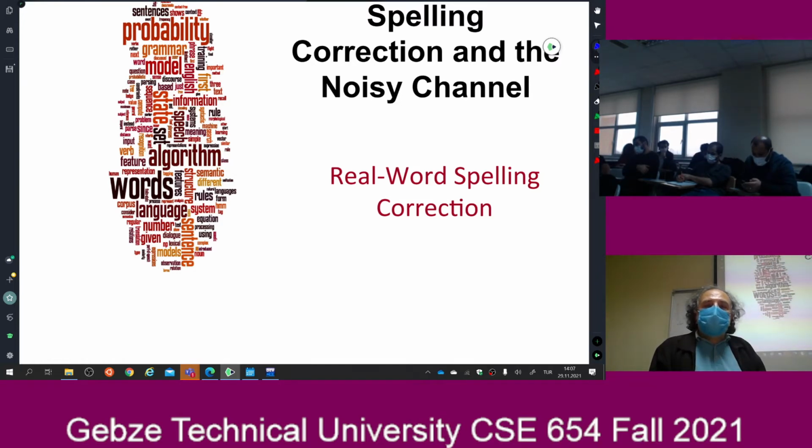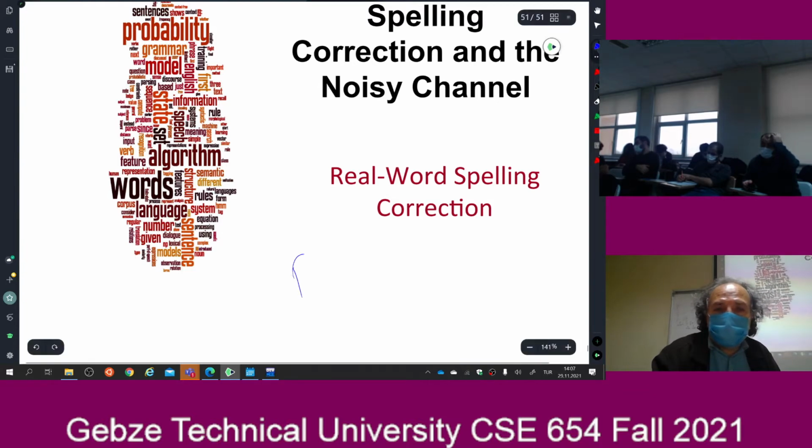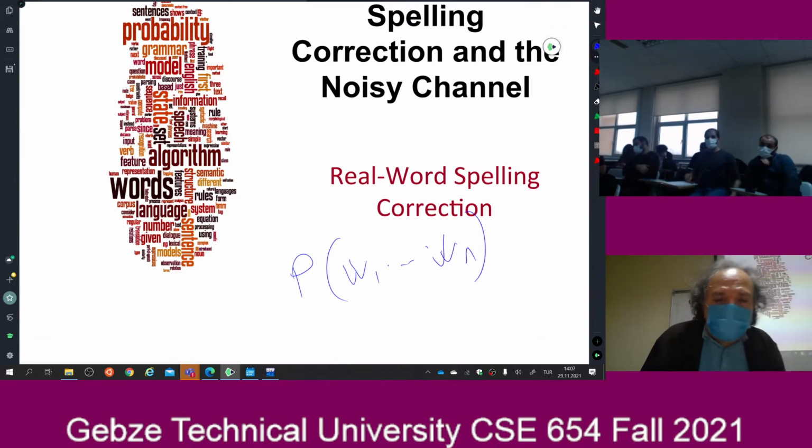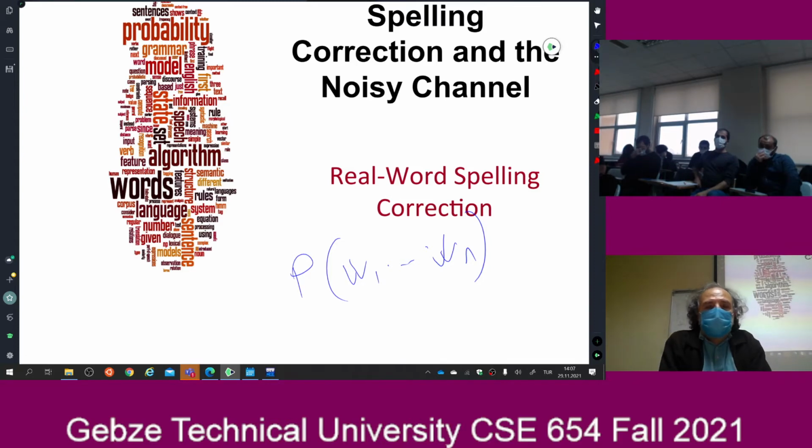So that's it about the spelling correction. This spelling correction may be the first real application that uses our language model. Remember the language model that we said, given this sentence, W1 to WN, we can use this model to do the spelling correction. And we have seen a few cases. Any questions so far?